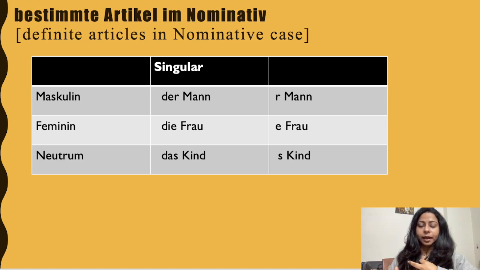So again, the same thing, but what I'm trying to show here is that, for example, if you're making notes or even if you're writing somewhere, you don't really need to write der Mann. For der, for masculine, you could just use the short form R. For feminine, die, you could just use the short form E. And for neutrum, das, you could just use the short form S. So it will be clear to the other person कि the R is for der, masculine, E is for die, feminine, and S is for das, which is neutrum.